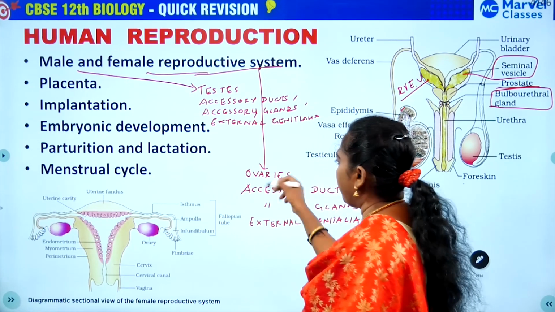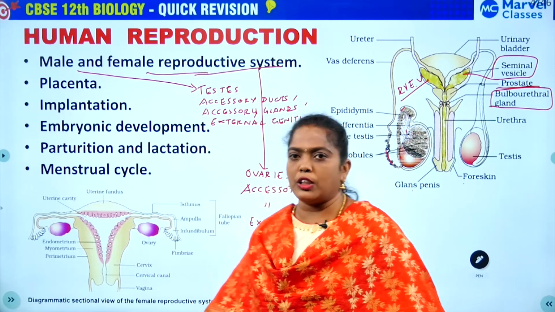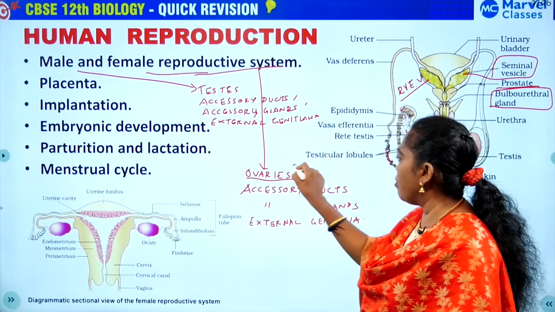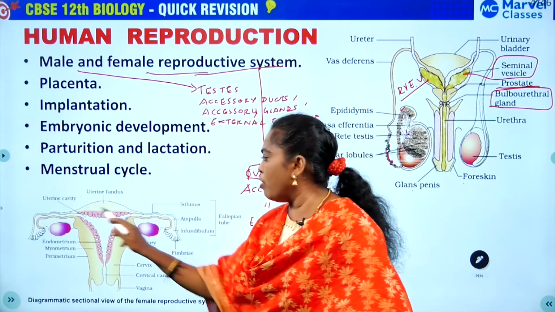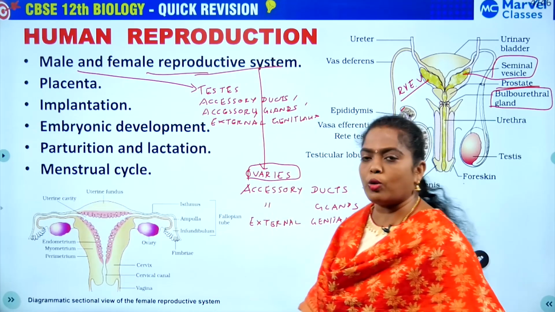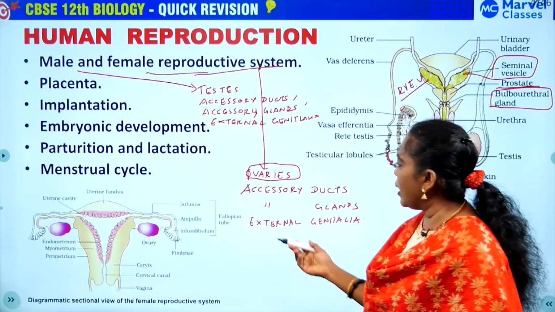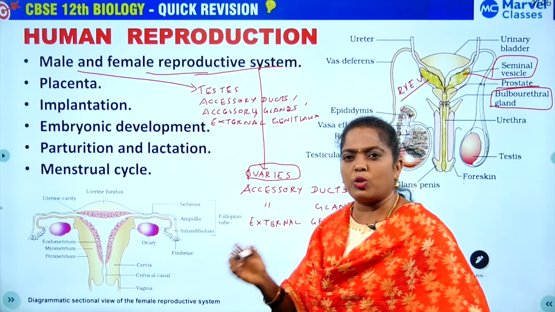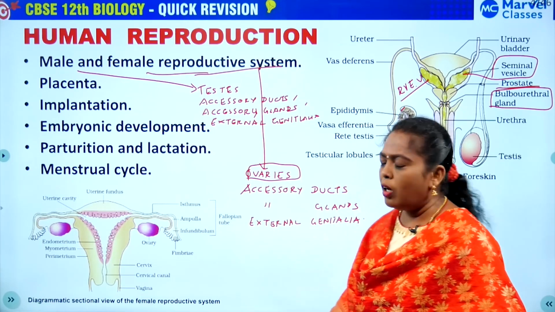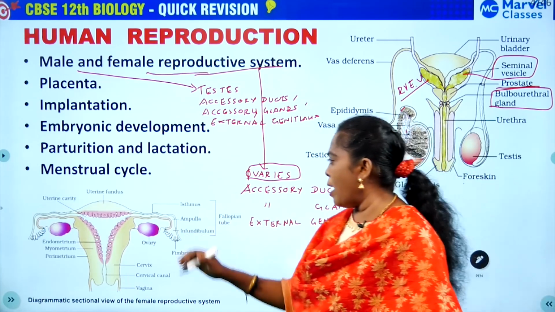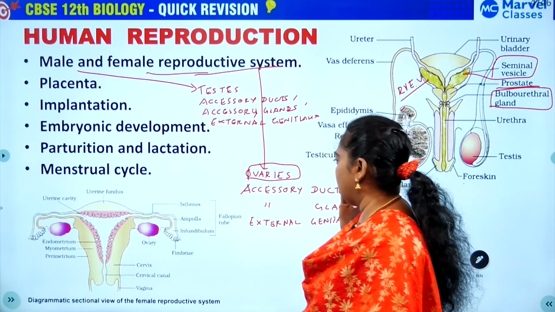So see, if they are asking you about the female reproductive system, you can just say a pair of ovaries. So you can see the pair of ovaries. Just explain about the ovary. It has an outer cortex and inner medulla, and it produces the estrogen hormone. Just 2 to 3 sentences about the ovary. Then go for the ampulla, the ducts, the accessory ducts.